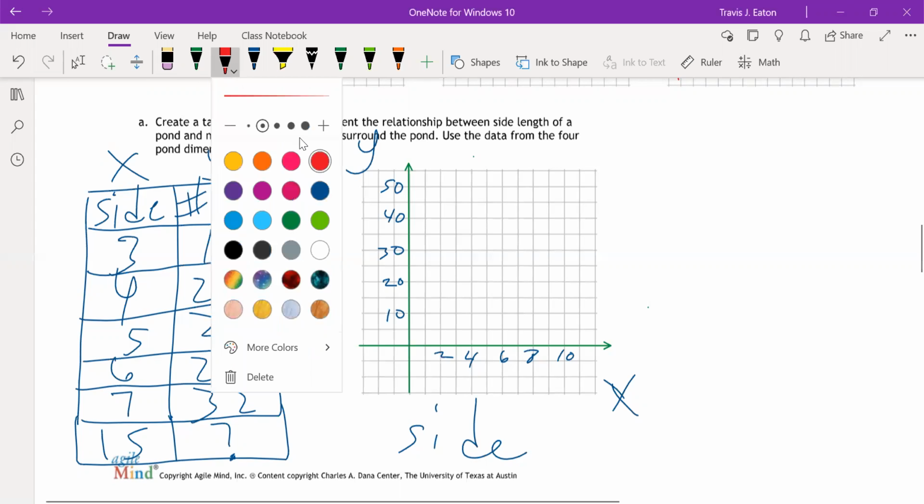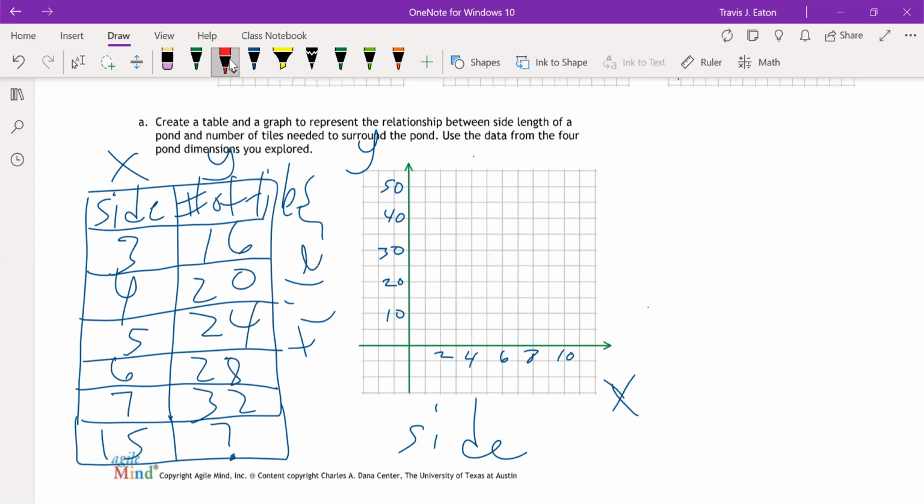So let me enlarge the size of the red mark that I'm going to make, and we'll graph this bad boy. Now you can see I've already numbered my graph. So if you want to number your graph, that would be perfectly fine. You can see that I went in a little bit because I found that that's kind of an easier way to do these graphs. But then I skipped every other line because I didn't want to number all of them and just crowd everything in. So first of all, a side length of 3.